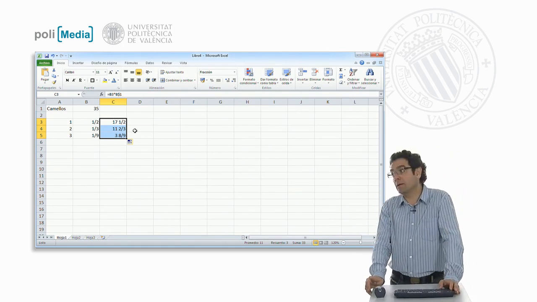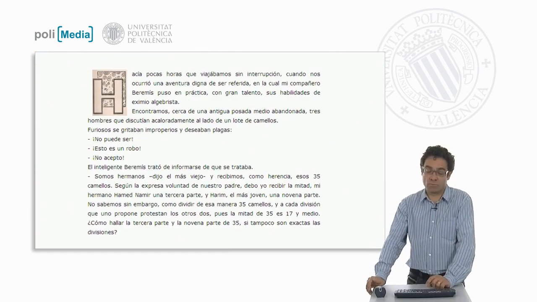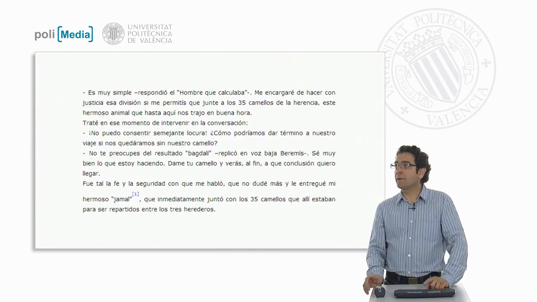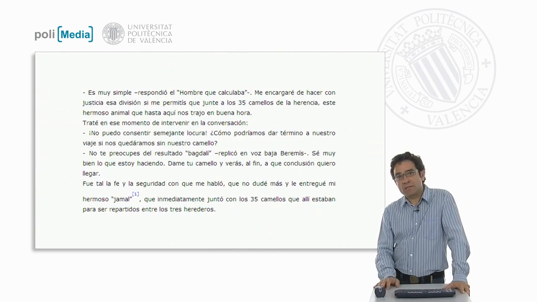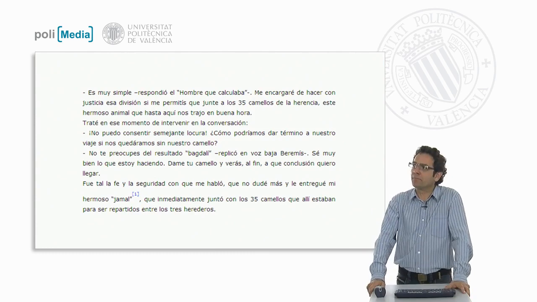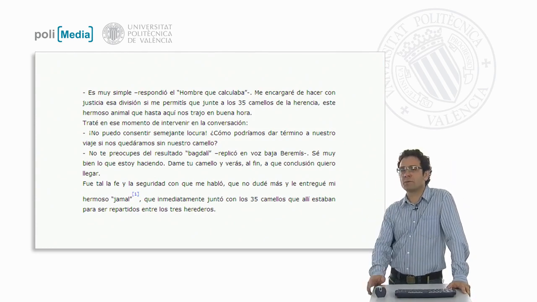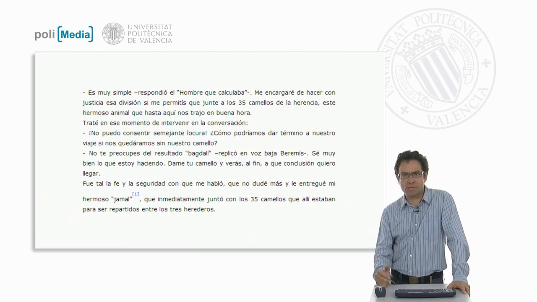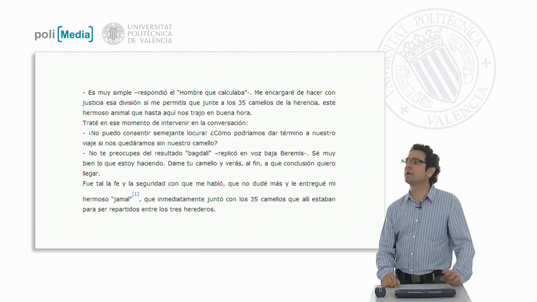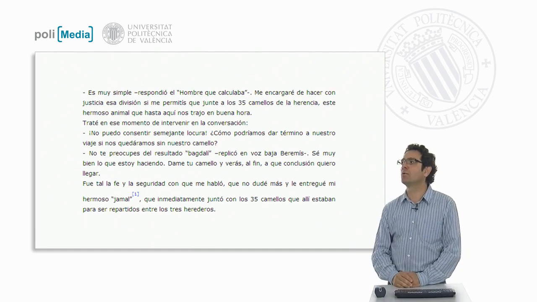As is logical, these people did not know how to solve this problem very well, to which our protagonist said, "It was very simple indeed. I will take care of doing this division if the 3 of you allow me to put together the 35 camels of the inheritance, the beautiful animal that brought us here at the right time."